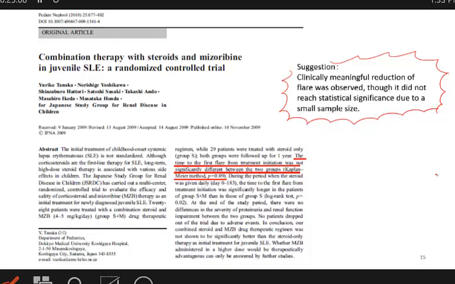Right. If I were them, I would write it this way: clinically meaningful, a reduction of flares was observed, though it did not reach statistical significance due to a small sample size. Yeah. So you can add that to the study? Yeah, you can add that. So I would write this in the abstract, and we'll write it this way.